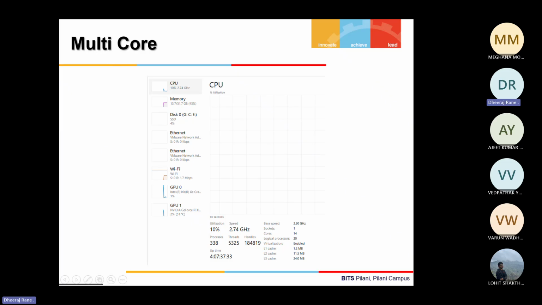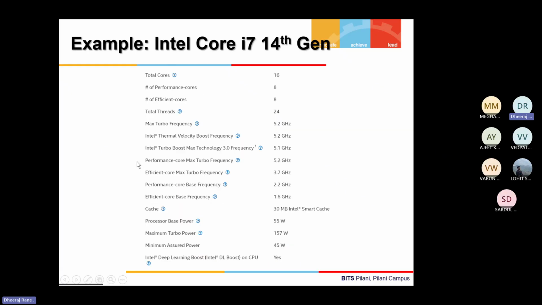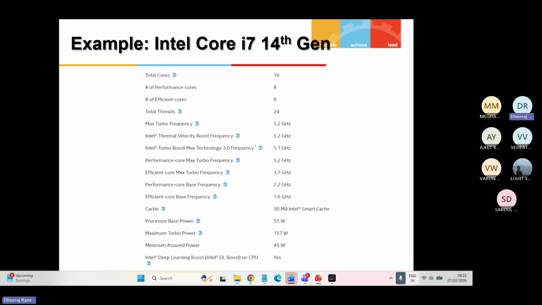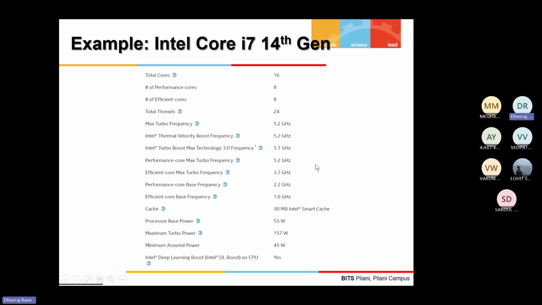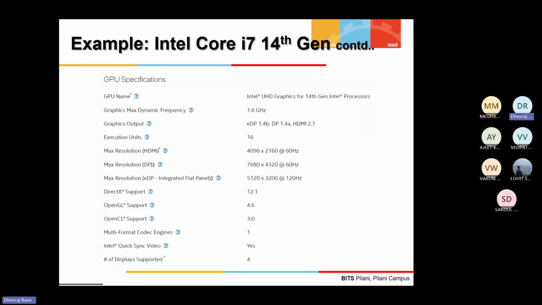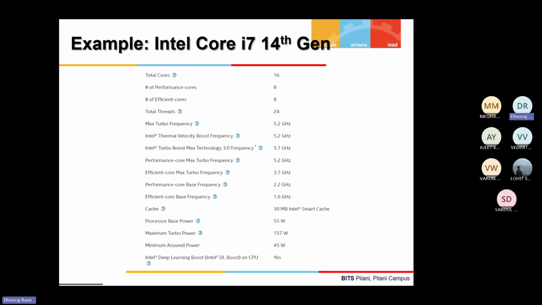So let's have a quick revision of what we have gone through in the last session. In the last session, we went through various aspects of processor architecture, and there we saw an example of Core i7. In Core i7, we went through the performance core and efficiency core, what exactly we mean by them, and what major changes have been brought into the modern architecture.